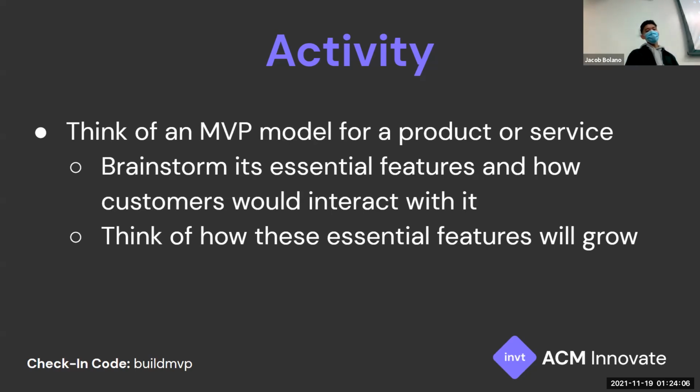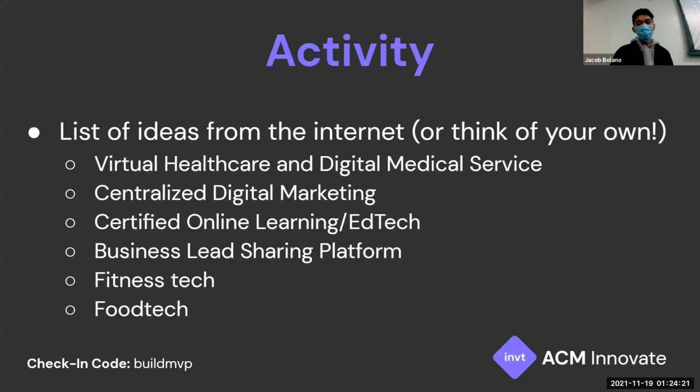And then also start thinking about how these essential features would grow. As I've been talking about, an MVP starts out small, but eventually you're going to start adding things and develop it into the final product that you're trying to reach. Here is a list of ideas from the internet of products, services, industries, but don't be limited to that. I literally just Googled top tech startup ideas. So just take a look at that.